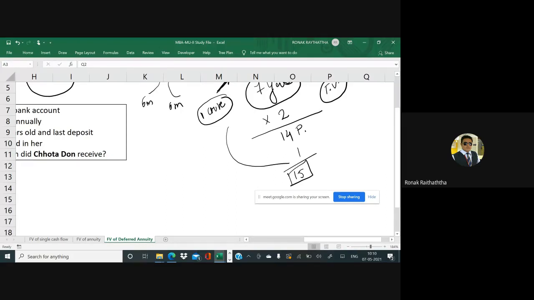Now where the students get confused is that they calculate only for the 14 periods. No, my friend, it's an ordinary annuity. You take a period, the period is 6 months, right? So the second 6 months of the 5th year is anyway taken into calculation of the ordinary annuity formula. So you should also take into account that period too.